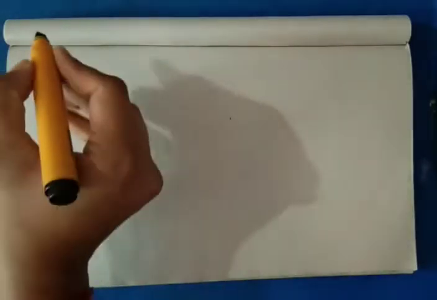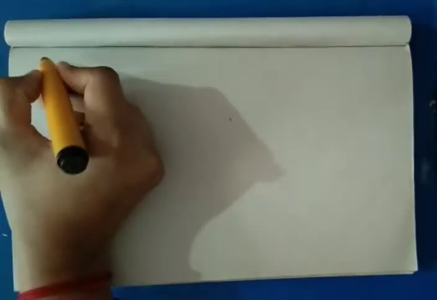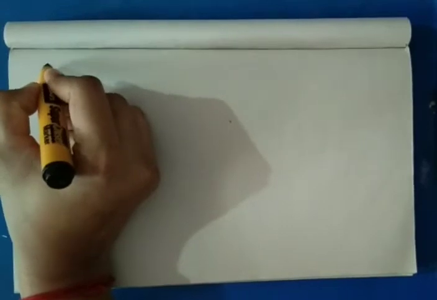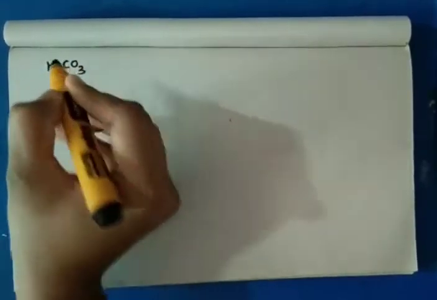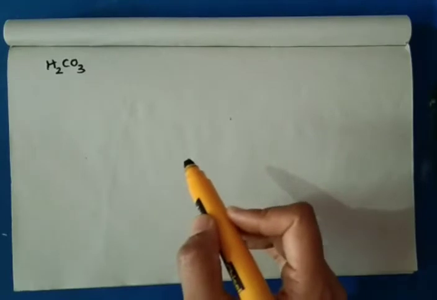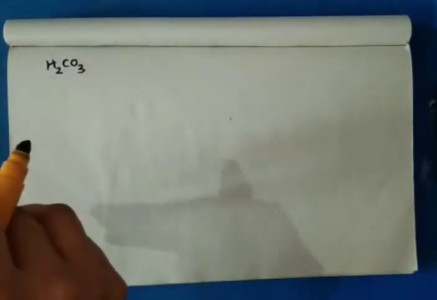Hi everyone. Today we discuss Lewis dot structures. In this, we discuss carbonic acid. The formula is H2CO3, and the name is carbonic acid. Now, let's form its Lewis dot structure.